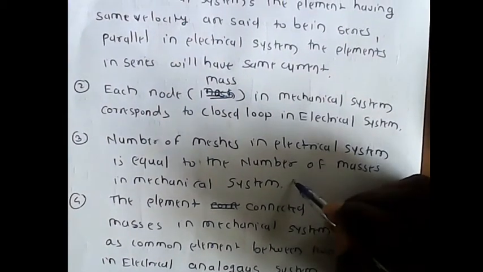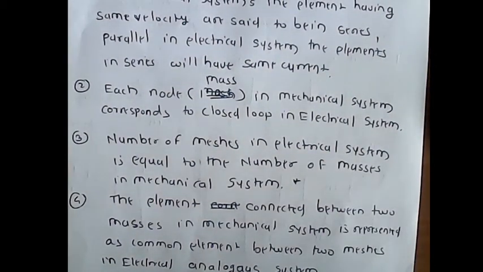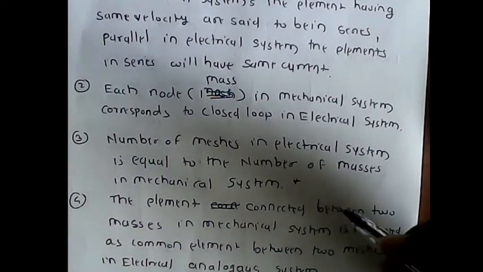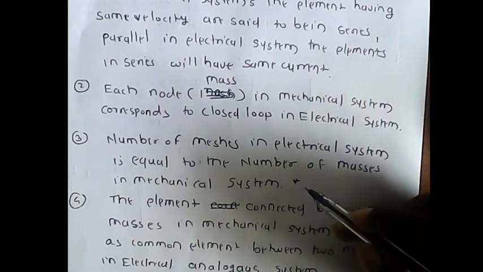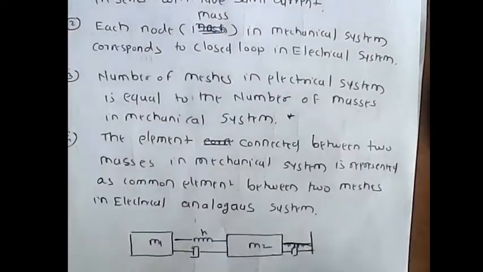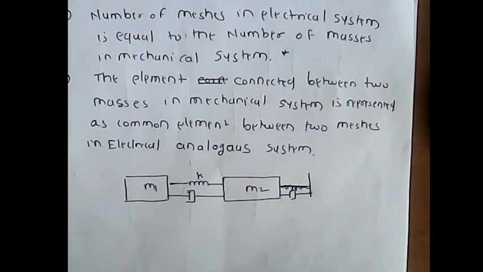This point is very important when dealing with any translation mechanical system. How many electrical meshes will be present depends upon the number of masses present in the mechanical system. Then the fourth rule is that an element connected between two masses in the mechanical system appears as a common element between two meshes in the electrical analogous system, and it stays the same when converted into the electrical system.